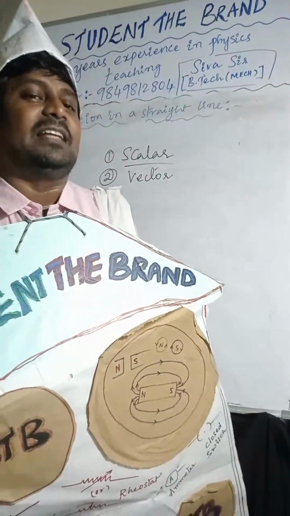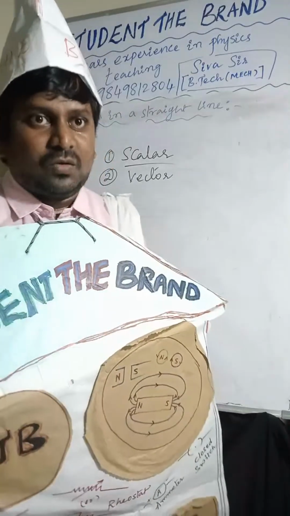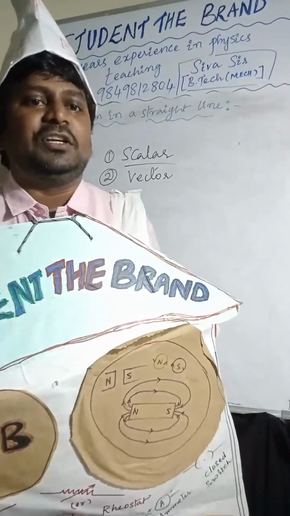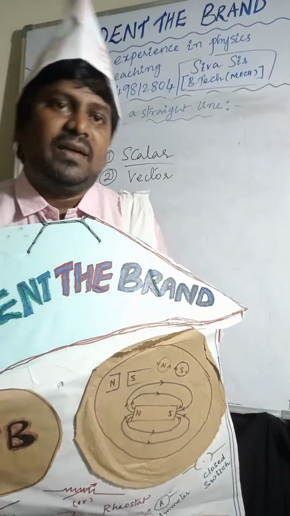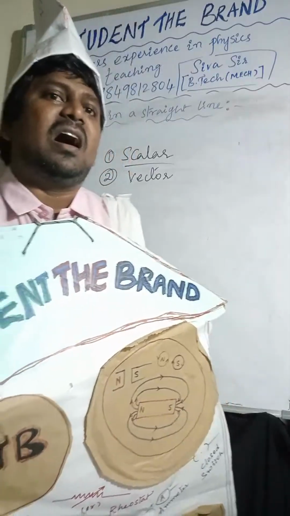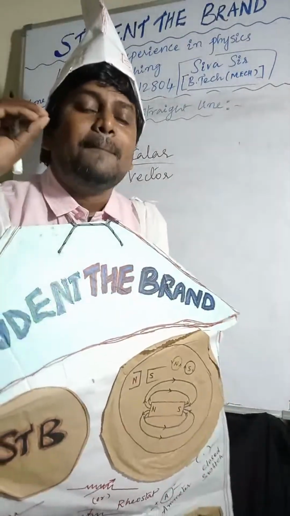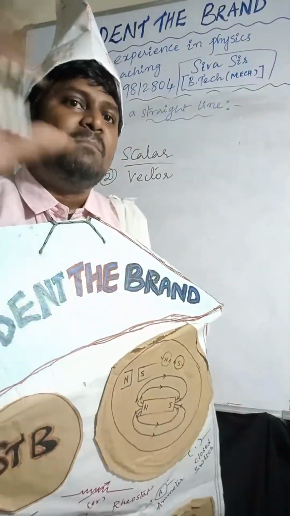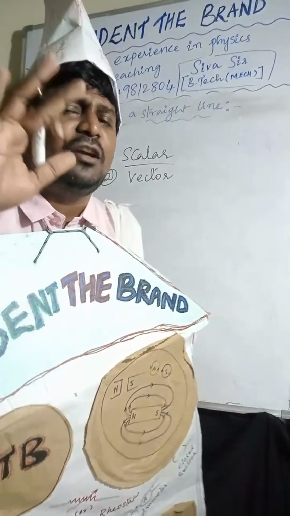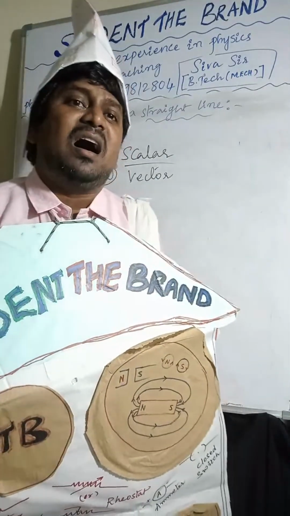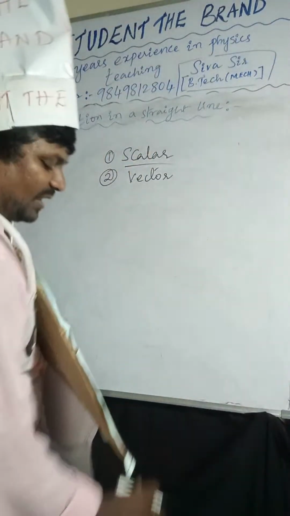Vector is nothing but the physical quantity which has both magnitude and direction. Scalar is the physical quantity which has only magnitude. The physical quantity which has both magnitude and direction is called vector. Okay, done. Now we are going to the next one.